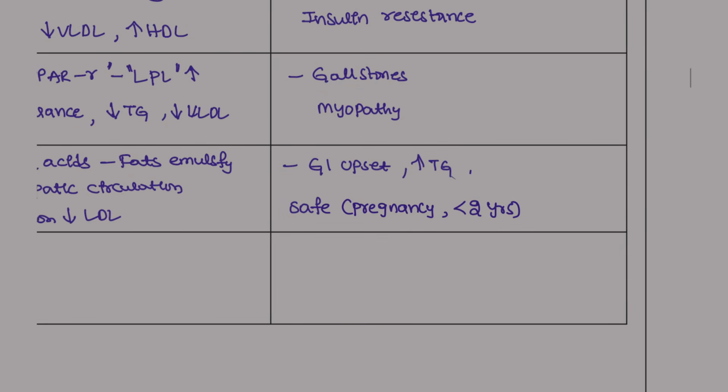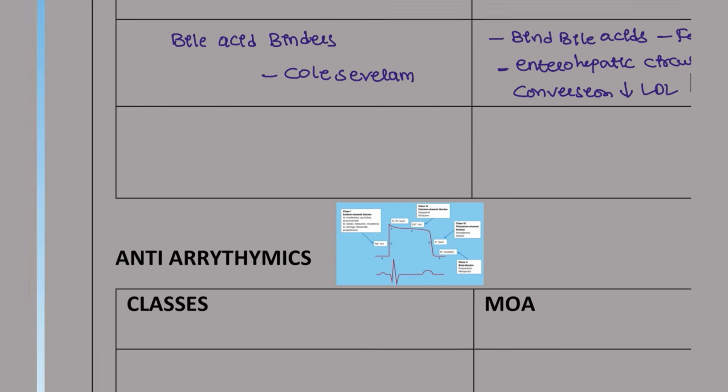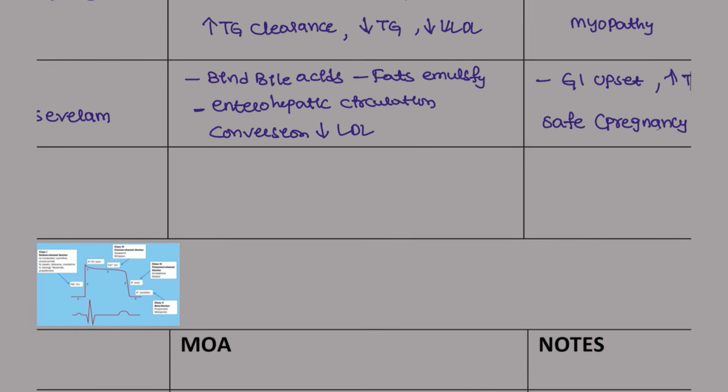And GI upset, as I said, can also cause pancreatitis. Rare side effects will also be seen here, right? Next, the last one is niacin. Niacin is a B3 drug, right? Niacin is going to decrease the VLDL, and it will decrease the LDL, and maximally it will increase the HDL of the body.